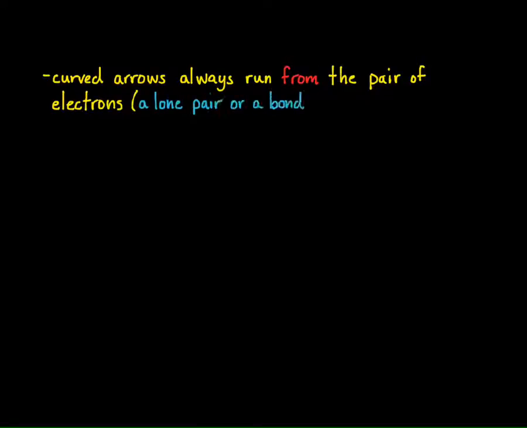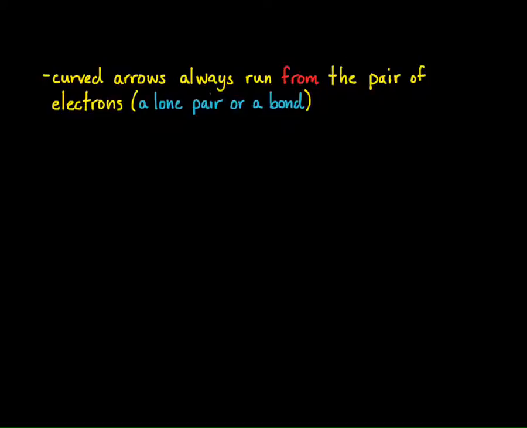So let's think about curved arrows and how we use them. Understand that curved arrows always run from a pair of electrons, right? So they never run from an atom, they're always coming from a pair of electrons. And they're always going to an atom or a bond. So from a pair of electrons, which is a lone pair of electrons or a bond, to an atom or another bond, right?